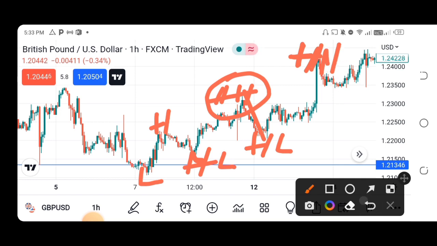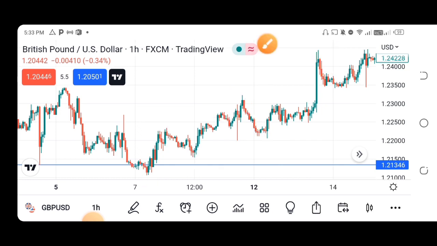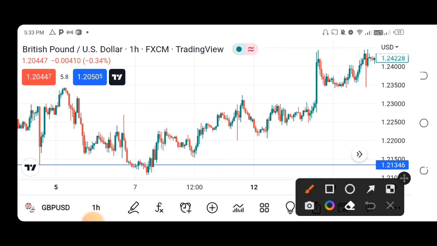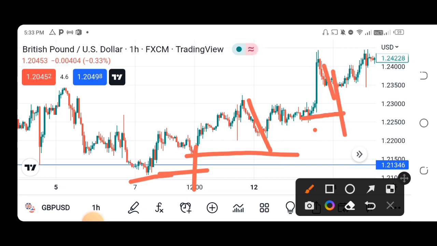Now the next thing you want to note is you don't want to see your low broken. As you can see, these lows, you don't want to see them broken. This is another low, you don't want to see it broken like this. Your previous low must maintain that momentum. That is a confirmed market structure.